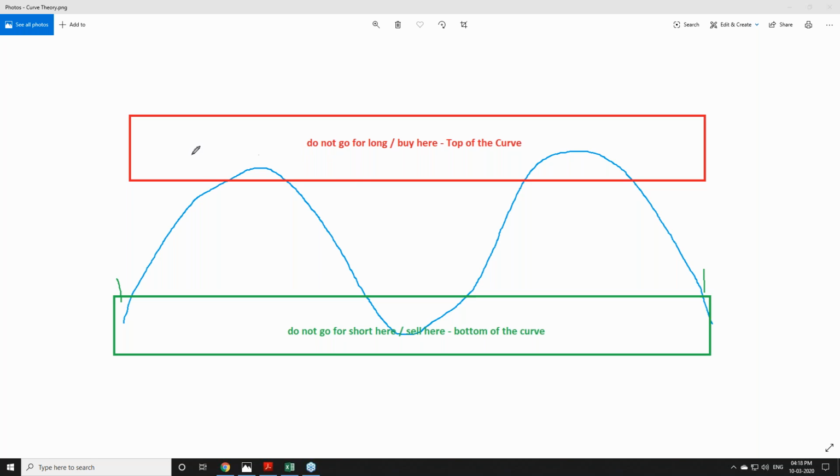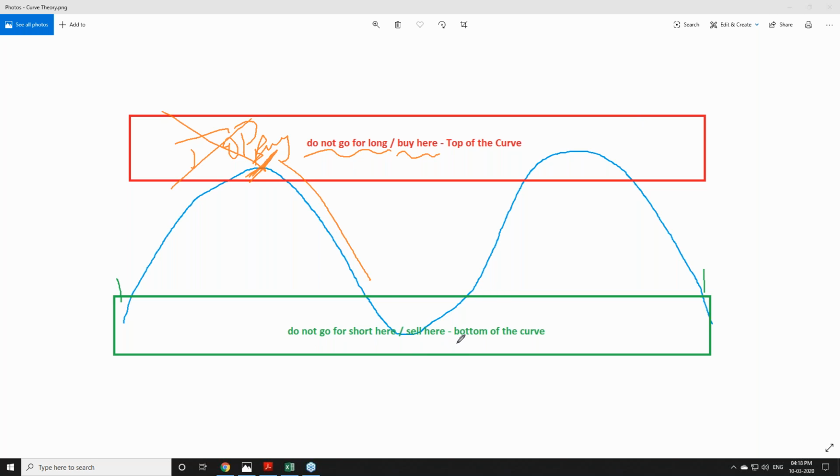In the top of the curve, do not go long or buy here, because the price is already very high. If you buy here, there is a high possibility of the price going down and losing money. There is a high possibility that the market will crash. So do not buy on the top of the curve.